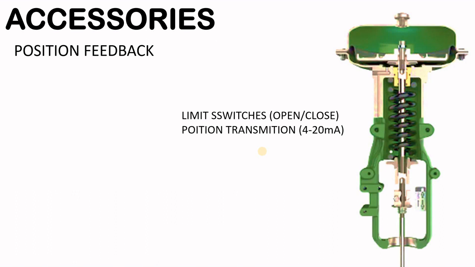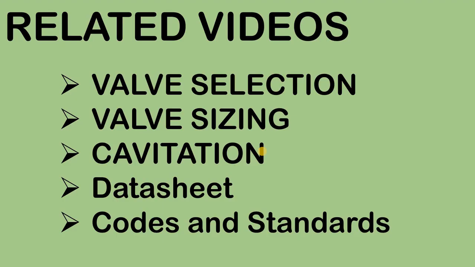One of the other accessories we need is the limit switches. Limit switches will give feedback from the valve position if it is fully open or fully closed. That means it is 0% or 100%. In another application, we need to know exactly what the valve position is, between 0 and 100%, not just 0 or 100%. In this case, we have a position transmitter feeding back to our PLC or our DCS, which is normally 4 to 20 milliamps.